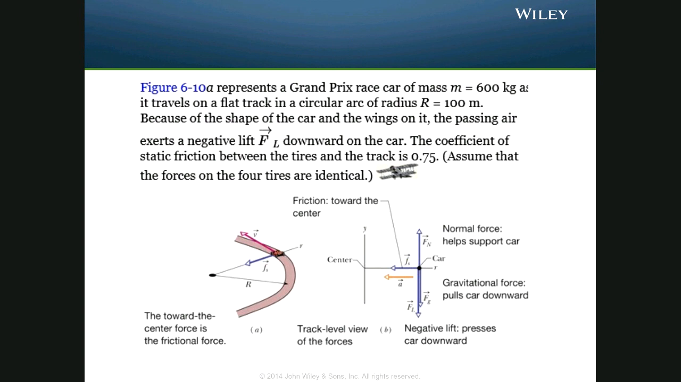All right, so we're going to look at another example here, okay? We're going to look at solving for an unknown force in terms of known forces. So here we have this figure representing a Grand Prix race car with a mass of 600 kilograms, as it travels on a flat circular track that has a radius of r equals 100 meters. Because of the shape of the car and the wings on it, the passing air exerts a negative lift force downward on the car. The coefficient of static friction between the tires and the track is 0.75, and we're going to assume that all the forces on the 4 tires are identical.